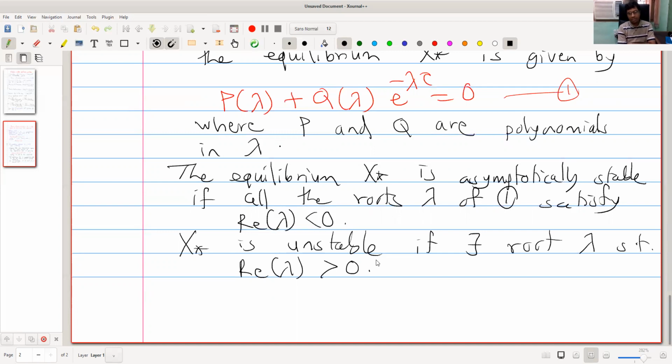the bifurcation values. Bifurcation values means those which separate the stable and unstable. So what to do?